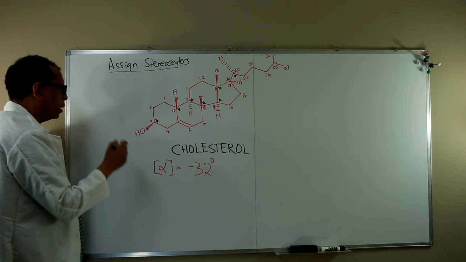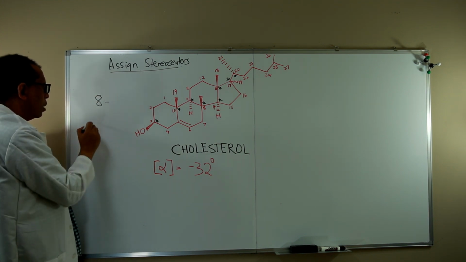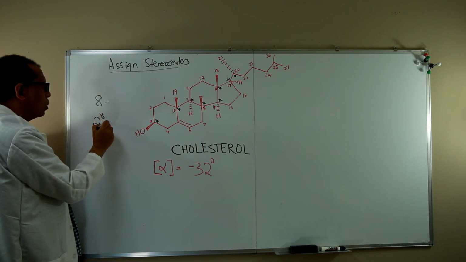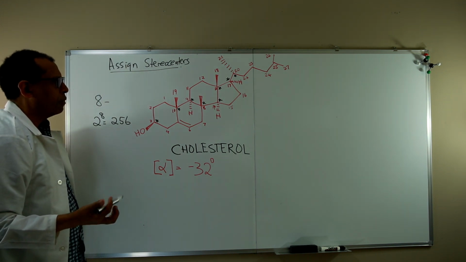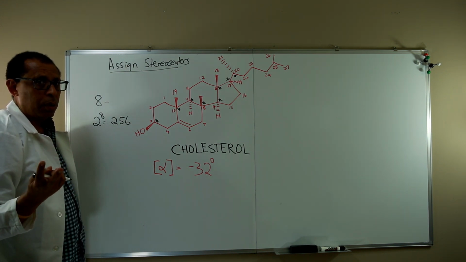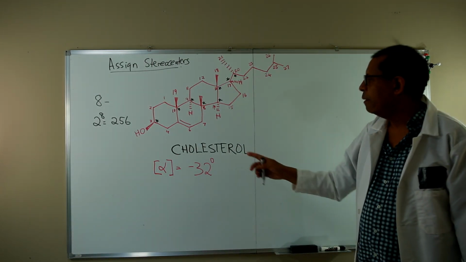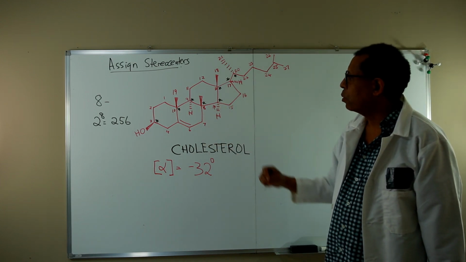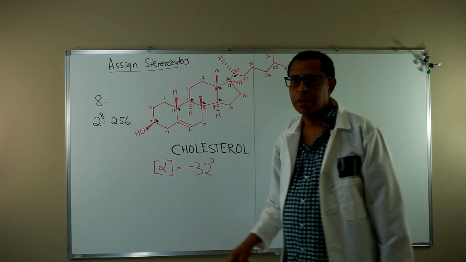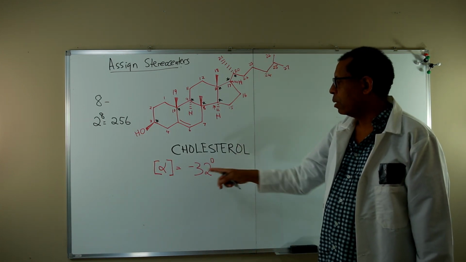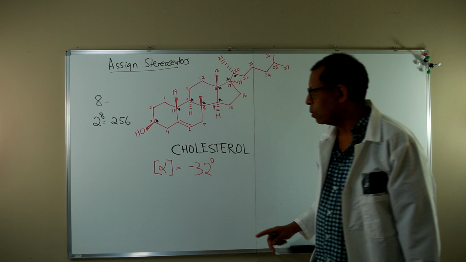So cholesterol has 8 stereogenic centers, chiral centers, which suggests that there are 2 to the power of 8, which is 256 different stereoisomers. Out of those, I believe the only biologically active cholesterol, the one found in our bodies, and the other would be mostly synthetic, are 2. So out of 256 stereoisomers, cholesterol, which is the stereospecific one, has a rotation of -32 degrees.